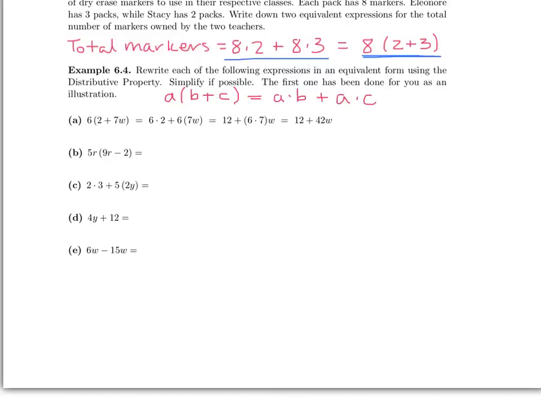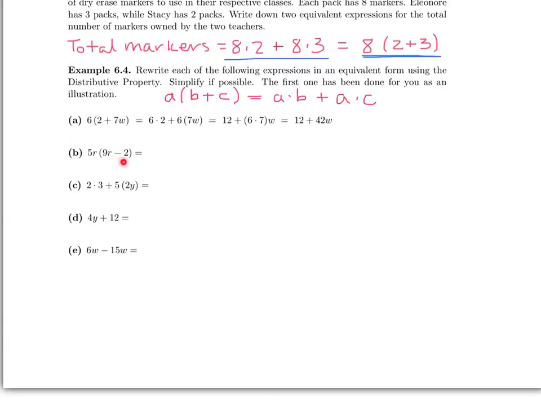Now we can simplify. 6 times 2 is 12. And here we can use the associative law. We're multiplying 3 quantities together. We can choose to multiply any 2 of them first. So we can multiply the 6 and the 7 and get 42, and then multiply by the W. So this would be our simplified version. Now let's move on to B.